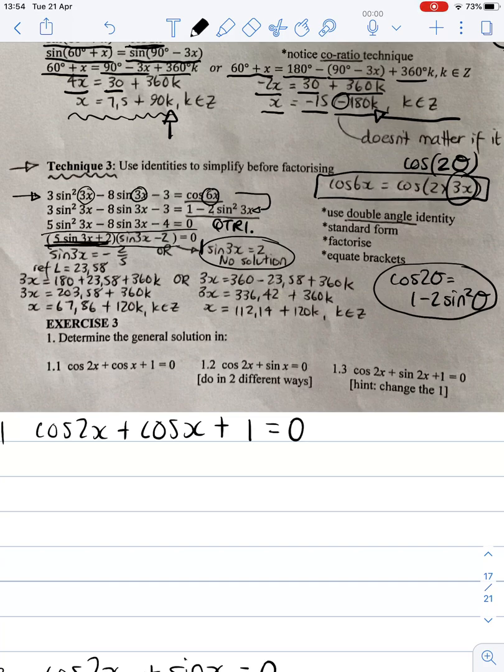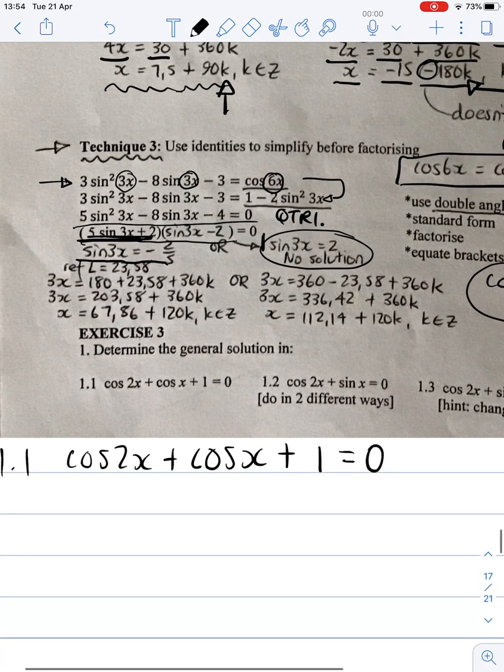5 sine 3x plus 2 would mean that sine 3x is equal to -2 over 5, right? That makes the sine negative. The sine graph negative. When is the sine graph negative? 3 and 4. So we are first going to work out our reference angle by saying shift sine 2 over 5. Do not type in the negative, okay? The reference angle, therefore, gives you 23,58.